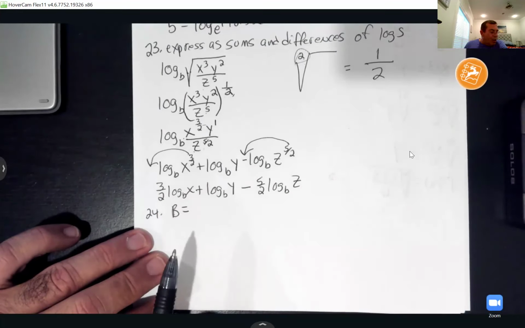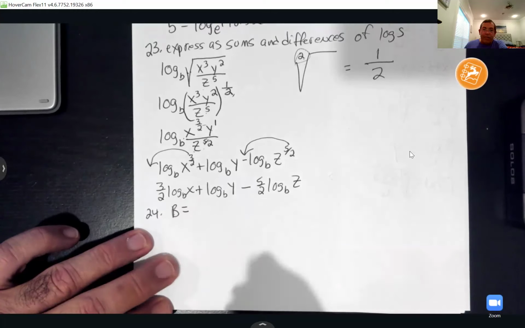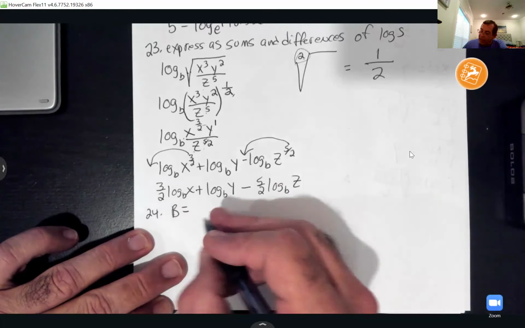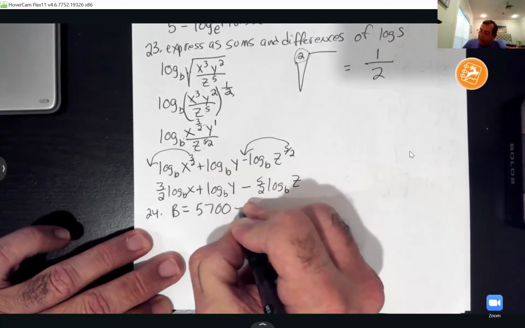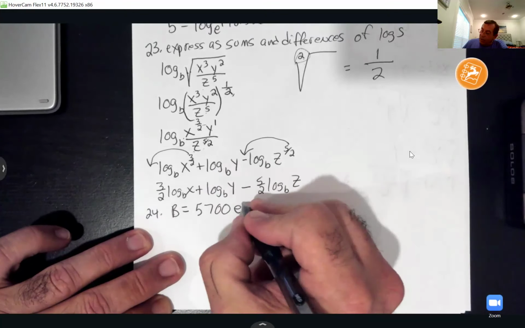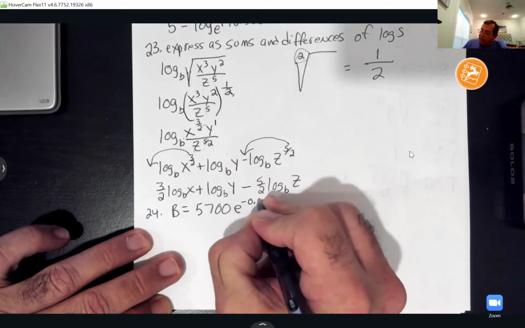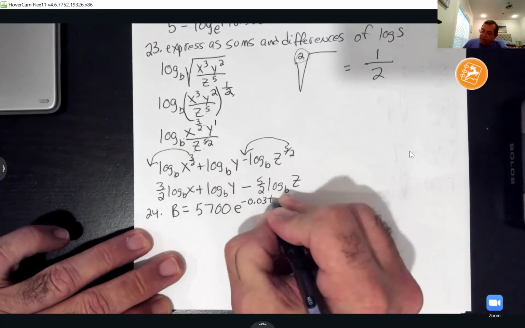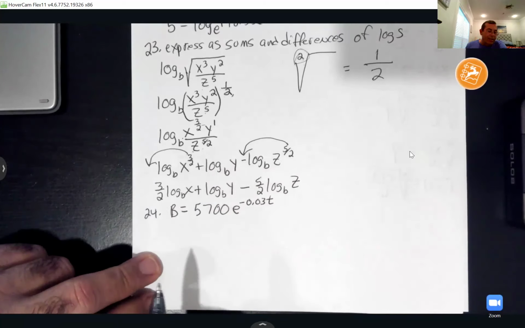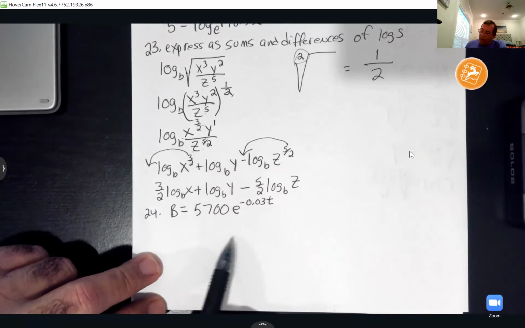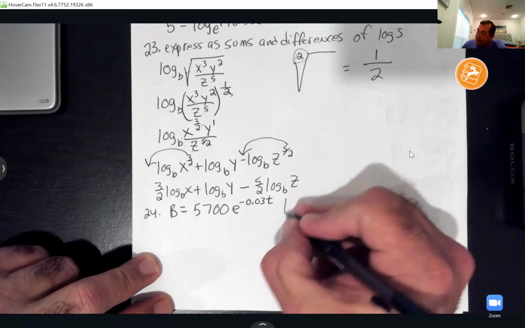All right, so the number of acres in a landfill is given by this formula. B equals 5,700 e to the negative 0.03 t. So this was like the test y'all just did. They want to know how many acres after 9 years.